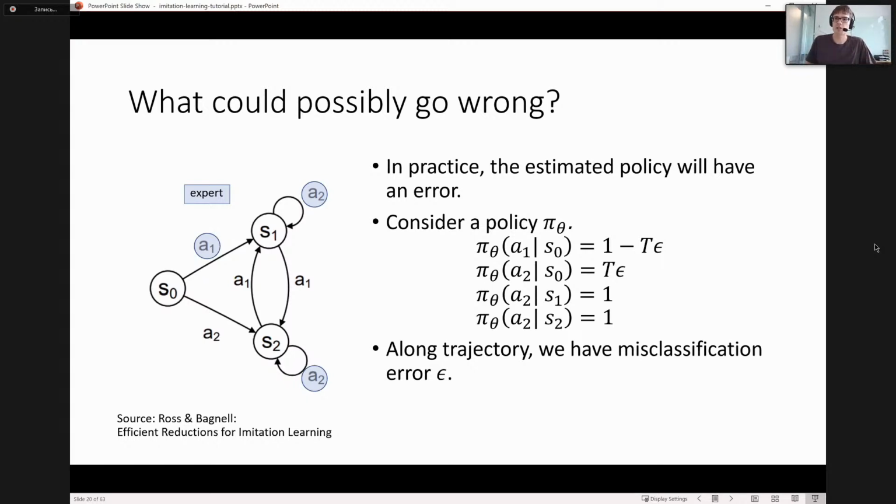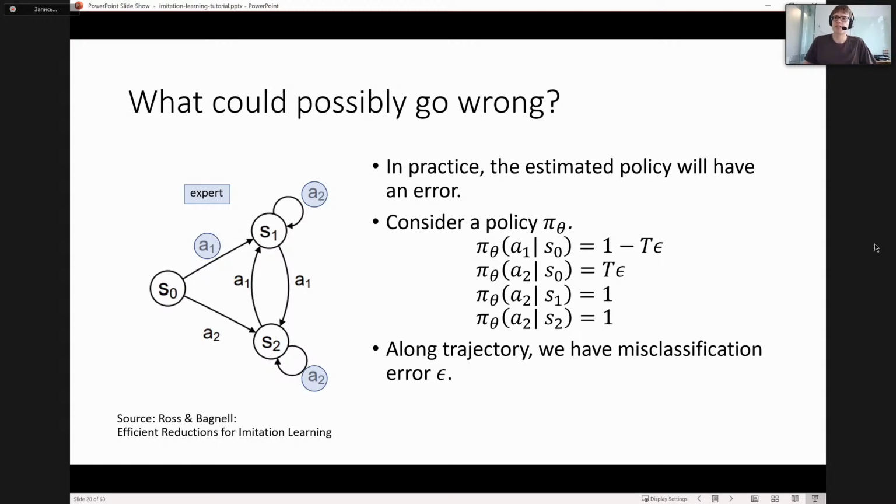The example I'm using is taken from this paper by Ross and Bagnell, and I'm also going to provide the literature list at the end of the tutorial. This is a very classic paper in imitation learning and very worth reading. So the general idea is I have an expert, and I have 3 states in this system. In S0, the expert is taking action A1. In S1, the expert is taking A2. In S2, the expert is taking A2. And now I'm learning my policy using behavioral cloning. So I have a lot of data from that expert. I want to imitate the expert.